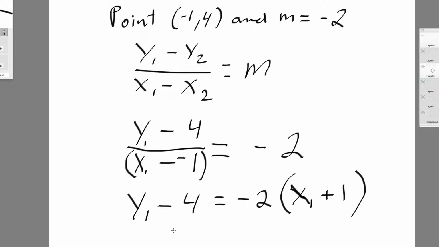And in point-slope form, the points are given. They're immediately given. We have a point for the line, and the slope of the line is given. So we can extract this information.